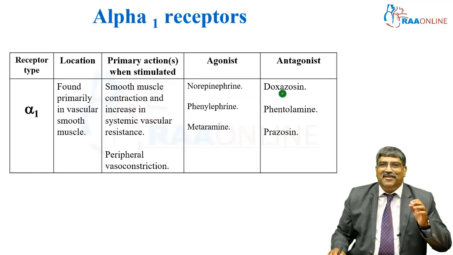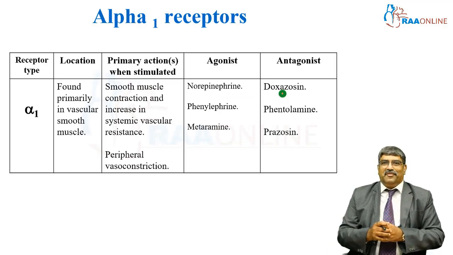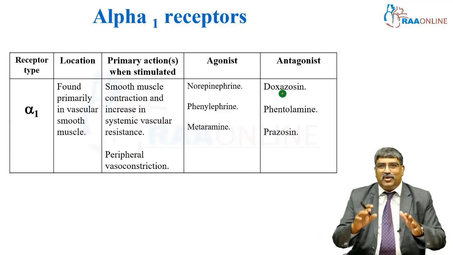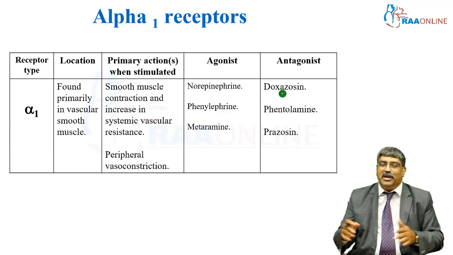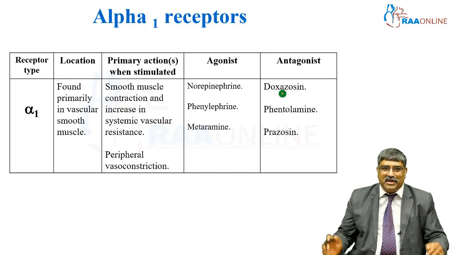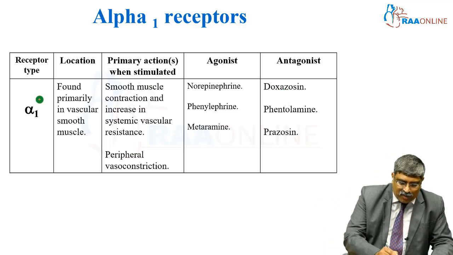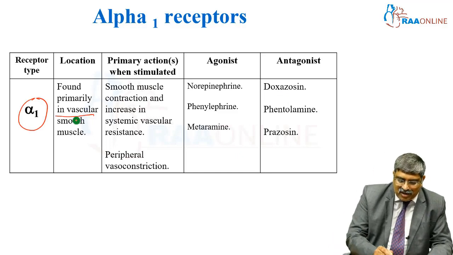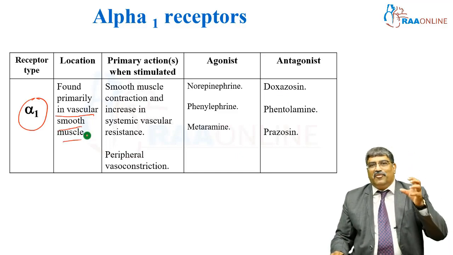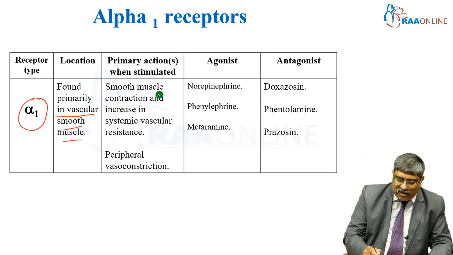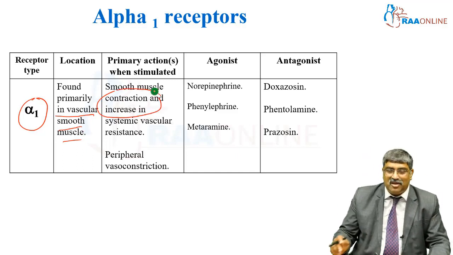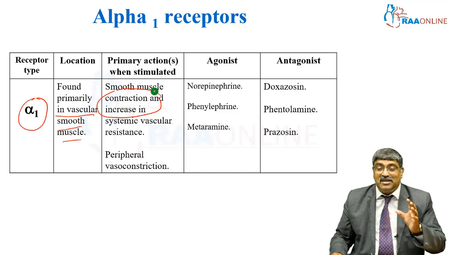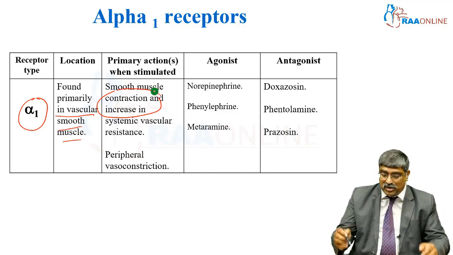Now, coming to the various receptors. We have alpha and beta receptors. Alpha is further subdivided into alpha 1 and alpha 2, and beta is subdivided into beta 1, beta 2 and beta 3. Coming to alpha 1, it is primarily located in vascular smooth muscles. So, when you stimulate it, there is going to be smooth muscle contraction in the vascular system, and it increases your systemic vascular resistance, thereby your blood pressure goes up.